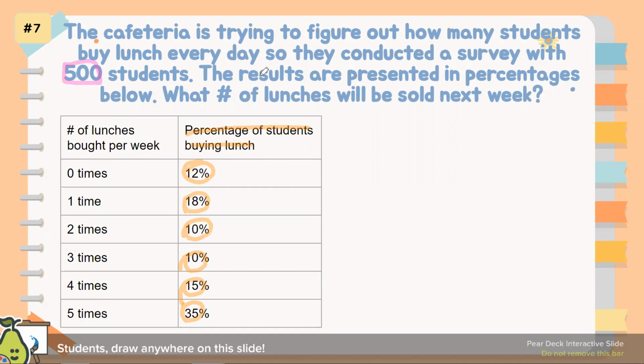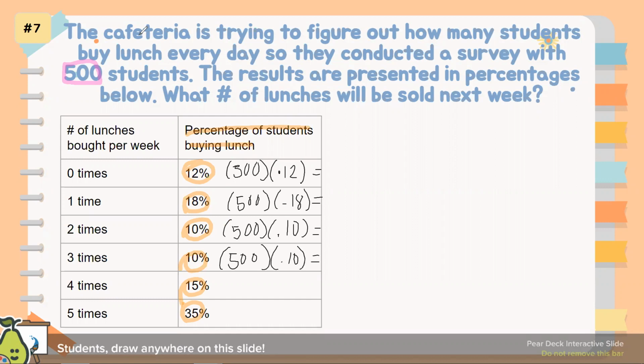So what we're going to do instead is we're going to take 500, because that's our population of students, times 12%. And our population of students, 500 times 18%. And take our population of students, 500 times 10%, and figure out how many this is. Again, 500 times 10%, 500 times 15%, 500 times 35%.